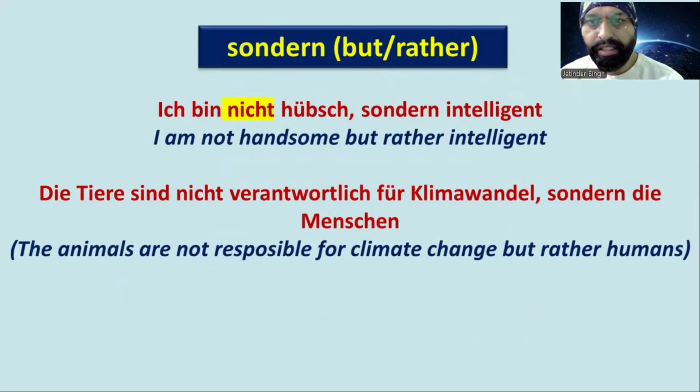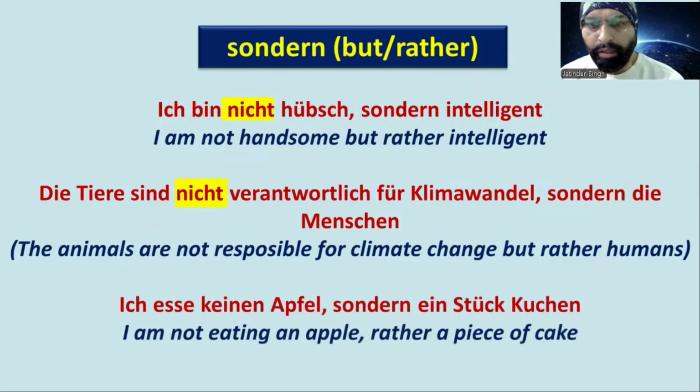Second example: Die Tiere sind nicht verantwortlich für Klimawandel, sondern die Menschen. The animals are not responsible for climate change, but rather humans. In the first sentence, I have used a negative word, nicht. So the first clause is negative, the second is positive. The third one: Ich esse keinen Apfel, sondern ein Stück Kuchen. I'm not eating an apple, but rather a piece of cake. Similarly, I have used here a negative article, keinen, with the noun Apfel. It does not matter whether you use nicht or kein. Both are negative words. But the first sentence will be negative and the second positive. So this was the second conjunction of the OSUDA series.